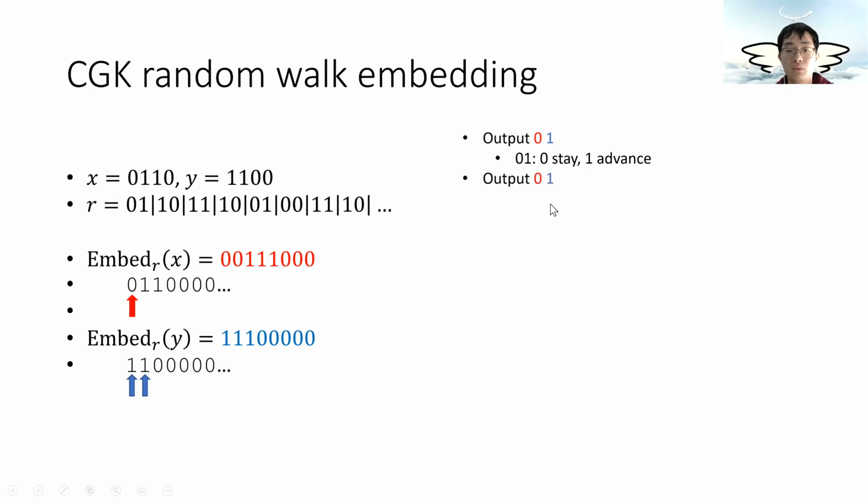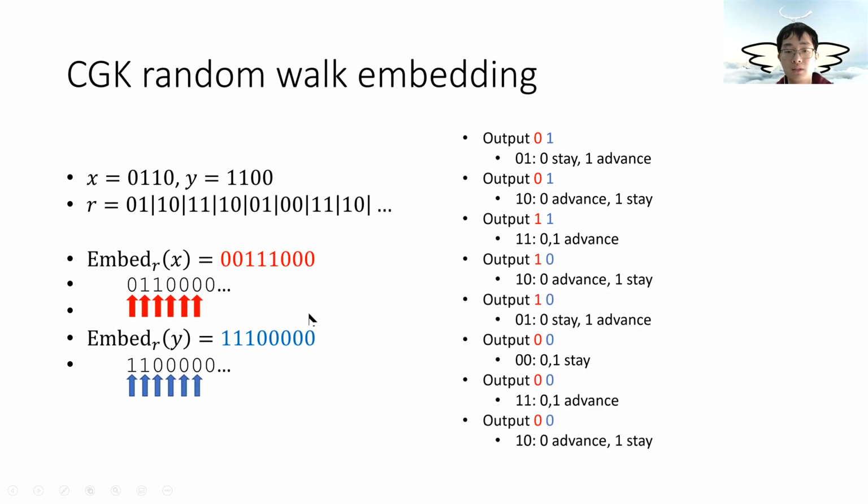And then output 0, 1. And from the randomness, 1, 0, we know that character 0 will advance and character 1 will stay. So only the red pointer will move forward. And then we will output 1, 1. And seeing the randomness 1, 1, we know both pointers must advance. And to continue the process, we will output 0, 0, 1, 1, 1, 0, 0, 0 for the embedding of x, and 1, 1, 1 with trailing 0s for the embedding of y.